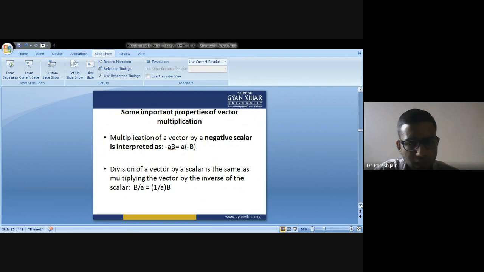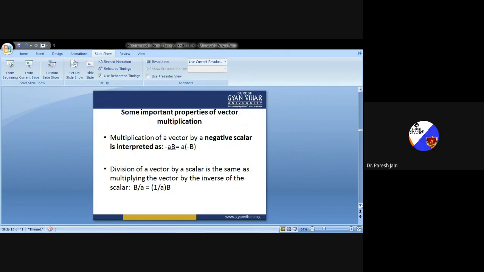Division of a vector by a scalar is the same as multiplying the vector by the inverse of the scalar, that is, b upon a equals 1 upon a into b. So in the case of division, when we divide a vector quantity by some scalar quantity, it is the multiplication of 1 upon a by the vector quantity.